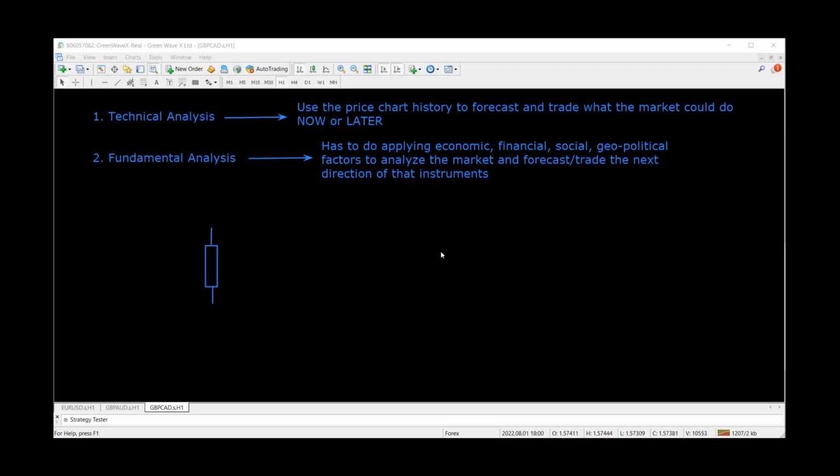So with that said, it's now time for us to start with one of them, whether technical analysis or fundamental analysis. We're going to start with technical analysis. So that's what we're going to start with.